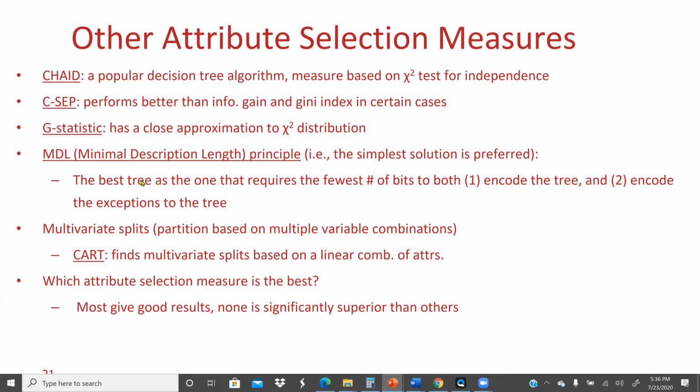Then we have the minimal description length principle, which is called MDL. The simplest solution is preferred. The best tree is the one that requires the fewest number of bits to both encode the tree and also encode the exceptions to the tree.